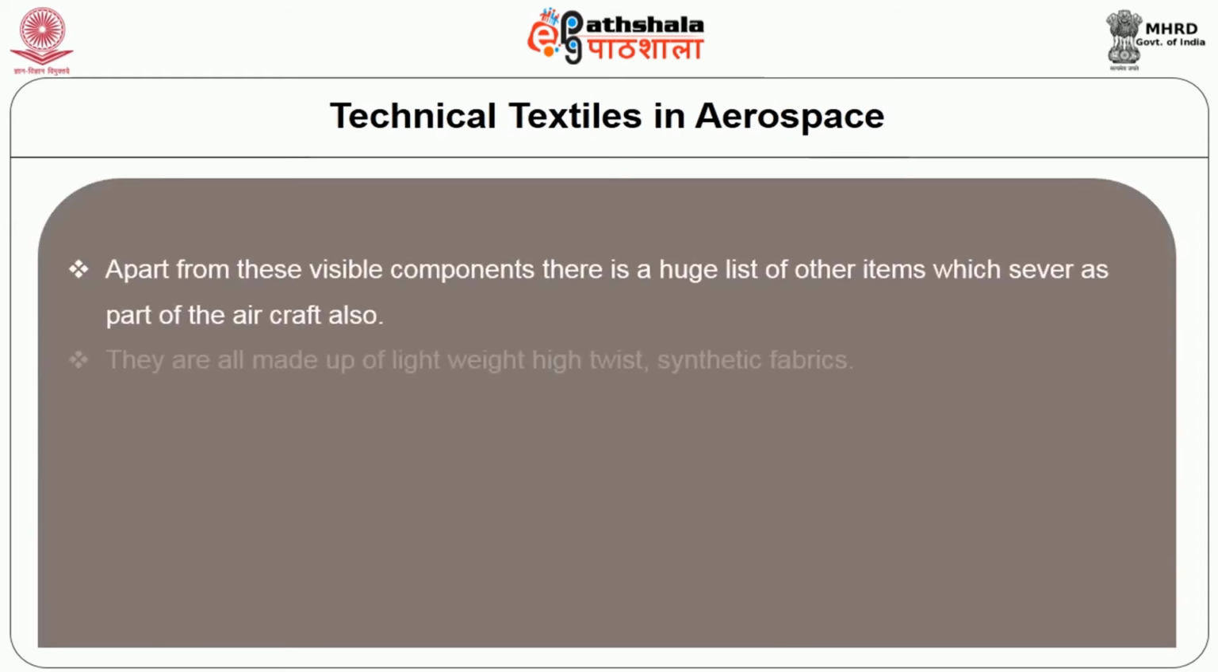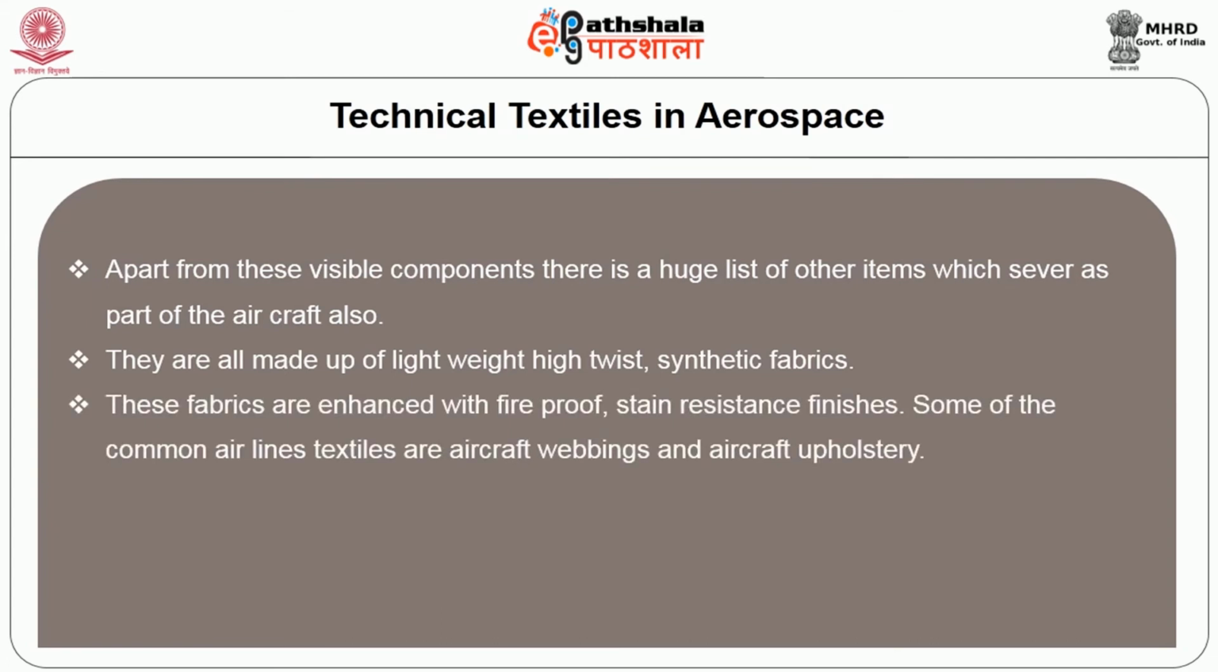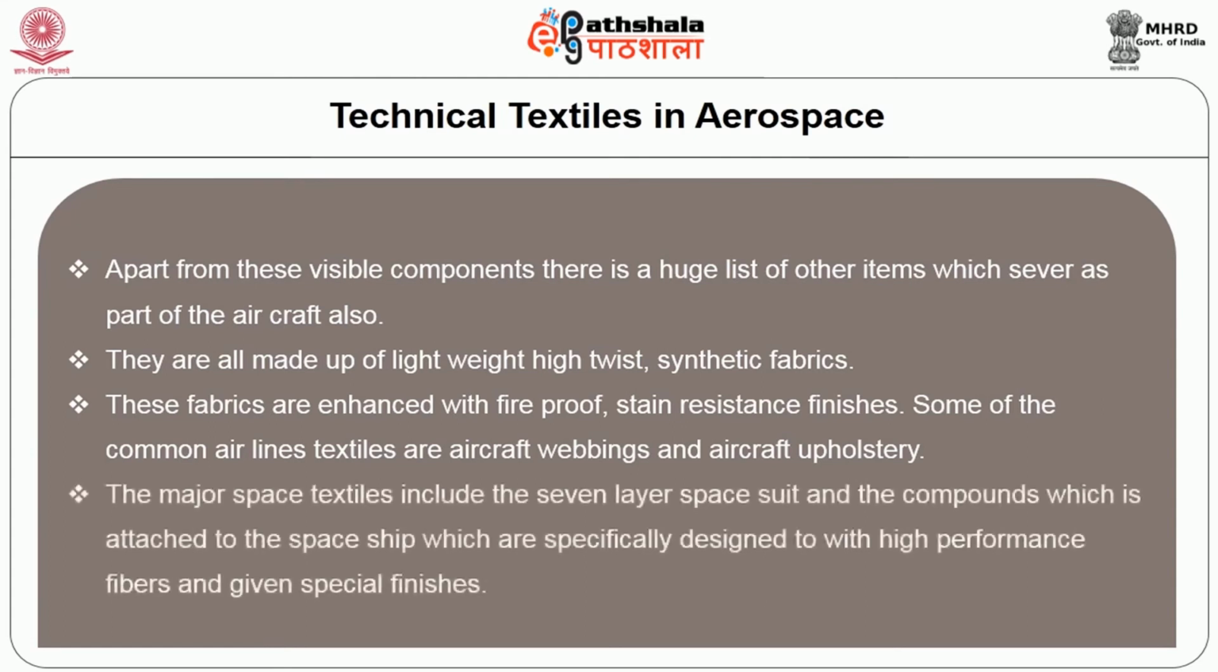Apart from these visible components, there is a huge list of other items which serve as a part of aircraft also. They are made out of lightweight, high-twist synthetic fabrics. These fabrics are enhanced with fireproofing and stain-resistant finish. Some of the common airline textiles are aircraft bedding and aircraft upholstery. The major space textiles include 7-layer space suits and the components which are attached to the spaceship, which are specifically designed with high-performance fibers and given special finishes.